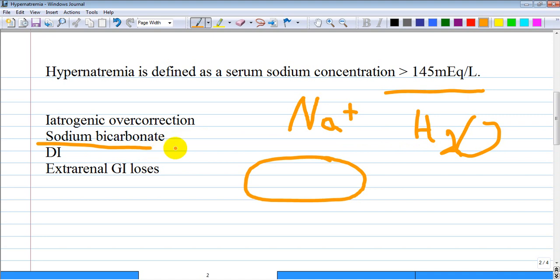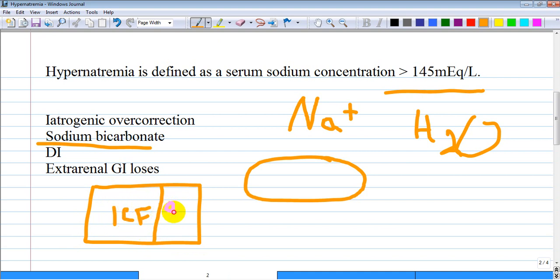Free water losses from diabetes insipidus and extrarenal gastrointestinal losses may also lead to hypernatremia, because sodium is a major contributor to extracellular osmolality. If we divide the body into compartments, we have intracellular fluid and extracellular fluid, and this one is divided into two parts: the circulating or blood plasma level and the interstitial. Because sodium is a major contributor to extracellular osmolality, hypernatremia induces the movement of water across the cell membrane into the extracellular fluid, and hypernatremia is associated with hyperosmolality and will lead to cellular dehydration and shrinkage.